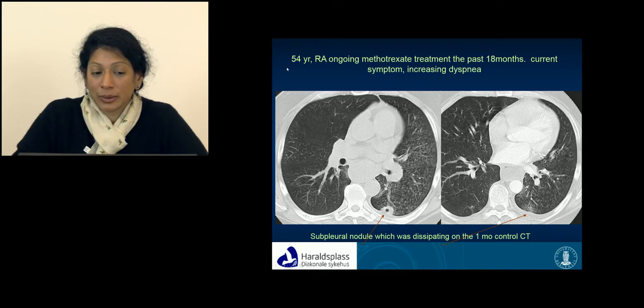So just to show a case, a 50-year-old patient with rheumatoid arthritis with ongoing methotrexate treatment for the past 18 months. His current symptom was increasing dyspnea, and he had a subpleural nodule which was seen on this CT we did for his dyspnea. All these small changes are due to his rheumatoid arthritis, and this is also a small cavitating nodule. So he got steroids and changed his medications, and he got better. And we see without any special treatment, this has dissipated on its own.